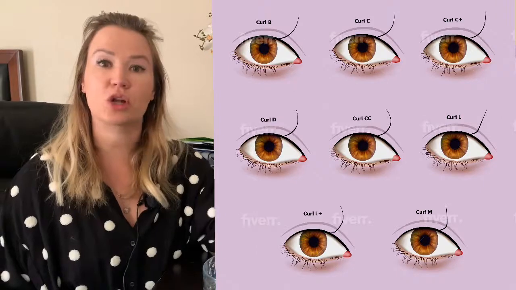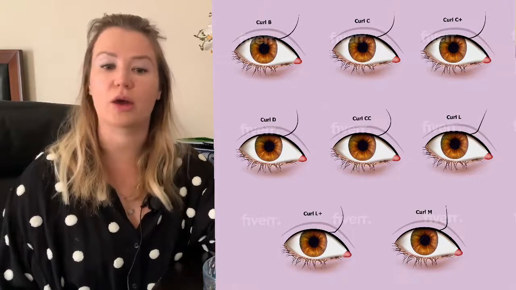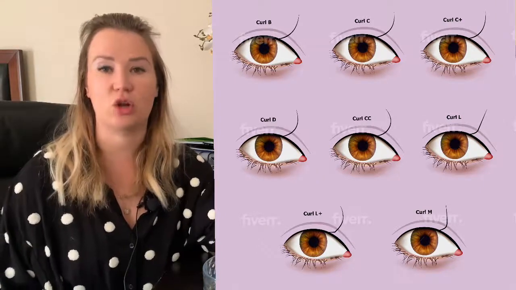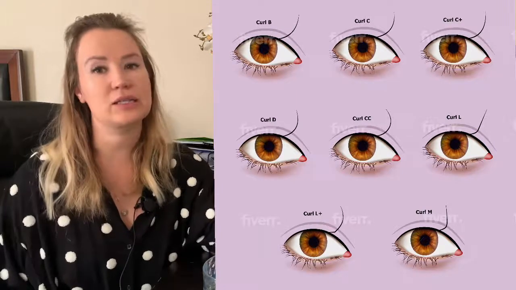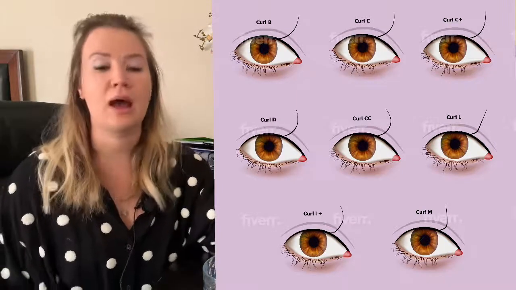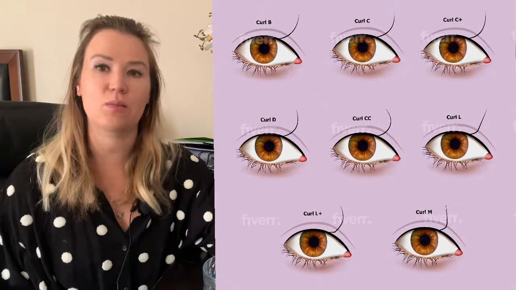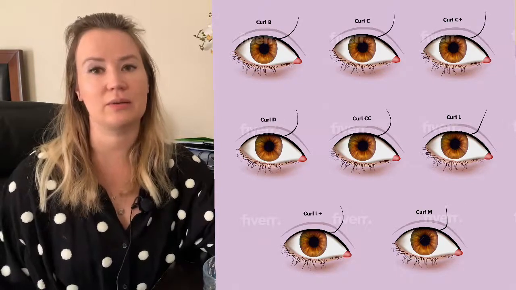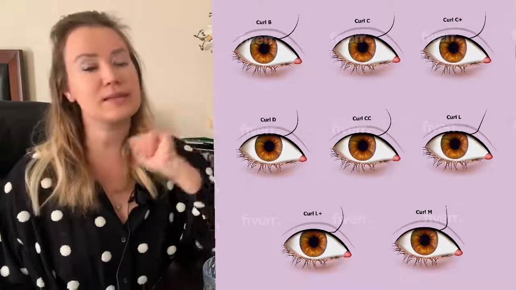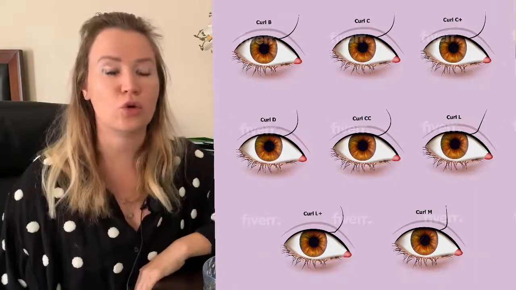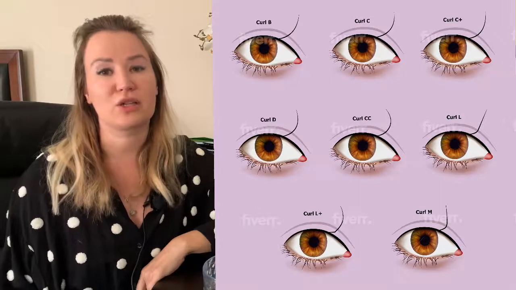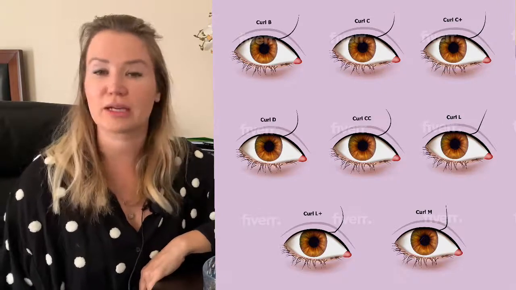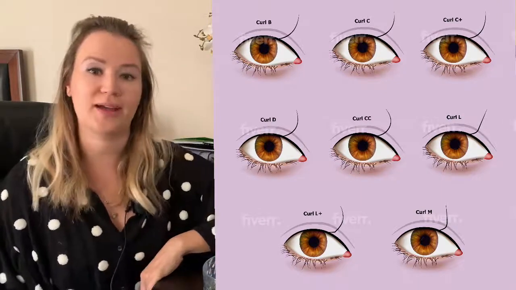Now, the next curl is a little bit more curly than the J curl, but it is still considered to be one of the flatter curls. It just has a tiny bit more of a curl to it, but it still is considered flat. This is another curl that would be really good for inner corners. It's a really good curl for really natural looking clients. You can also use it on mature clients.